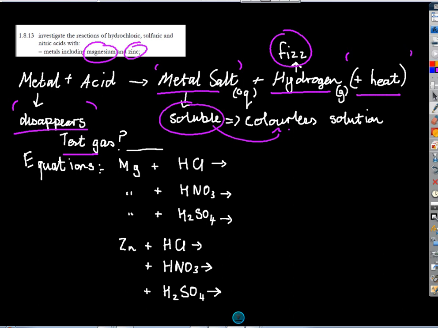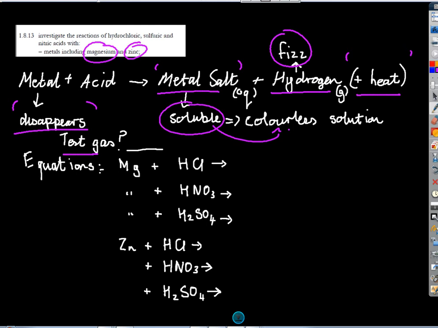So there we go, that's our generic equation. If you see along the top, metal plus acid gives us metal salt plus hydrogen. Which metal salt it will be will depend on the acid and the metal you begin with. Your observations are that the metal will disappear because the metal salt formed is soluble. That will form a colourless solution because zinc and magnesium salts are colourless. You'll get some fizzing because hydrogen gas is produced, and you'll get heat given off.